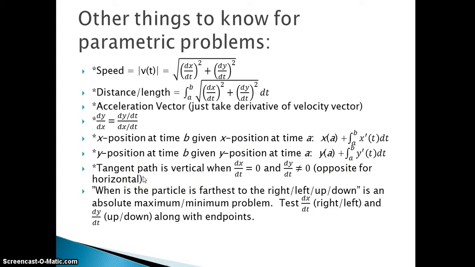A tangent line, or tangent path, is vertical whenever dx/dt is equal to 0 and dy/dt is not 0, and it's the opposite for horizontal tangent paths. When the particle is farthest to the right, left, up, or down, that's an absolute max or minimum problem. We would test our dx/dt if we're looking for right or left movement, and our dy/dt if we want to find our maximum or minimum y movement, up or down.